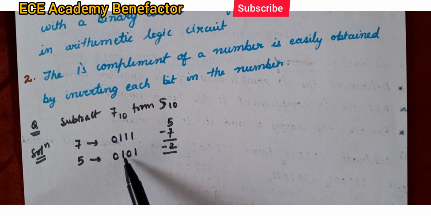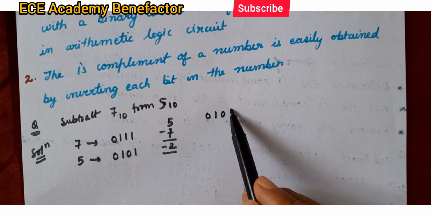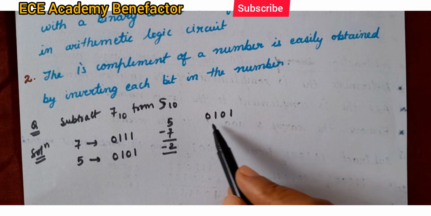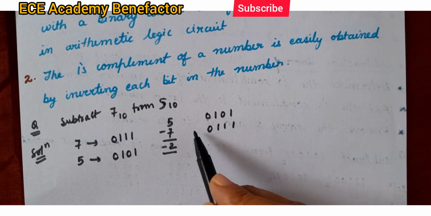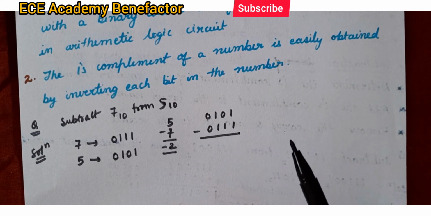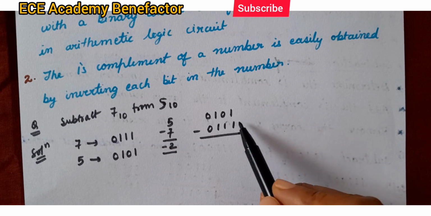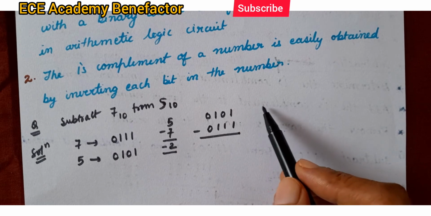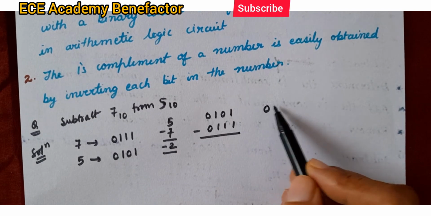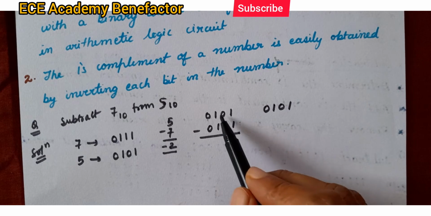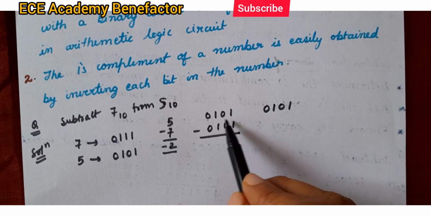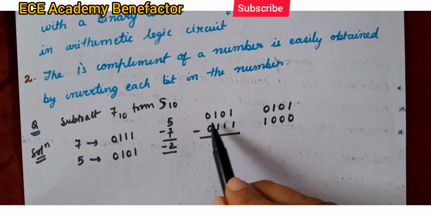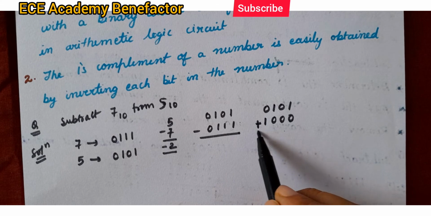5 in binary is 0101. This is the 5. And 7 is 0111. We have to subtract these two numbers, and as we are using ones complement, we have to find the ones complement of this number. So we will write 0101, 5, as it is, and the ones complement of 0111, that is 1000, and then add it.